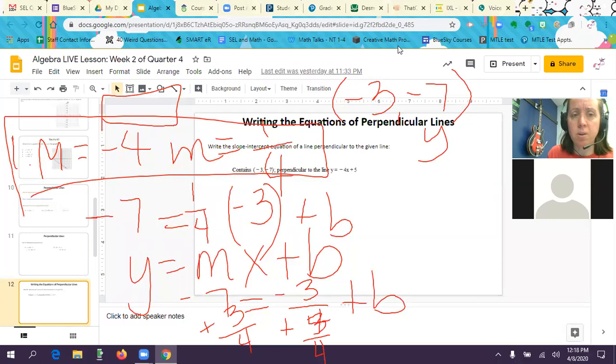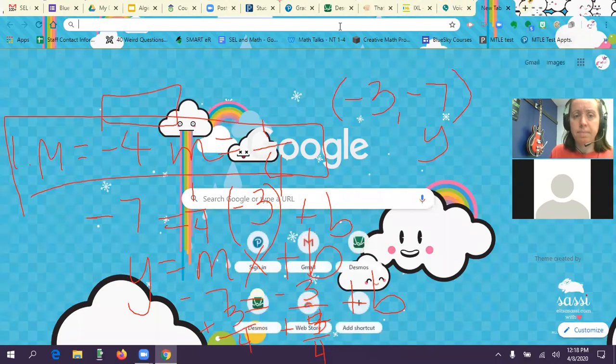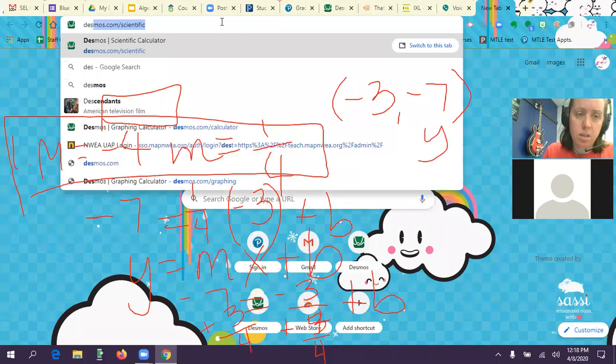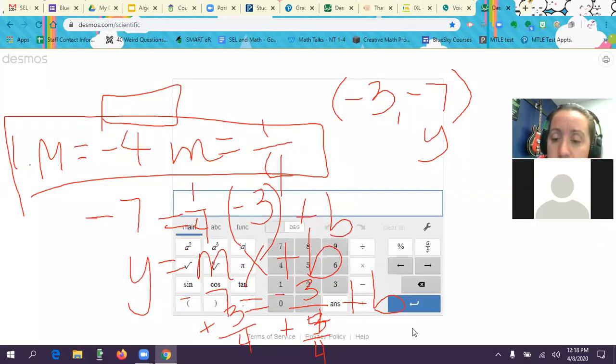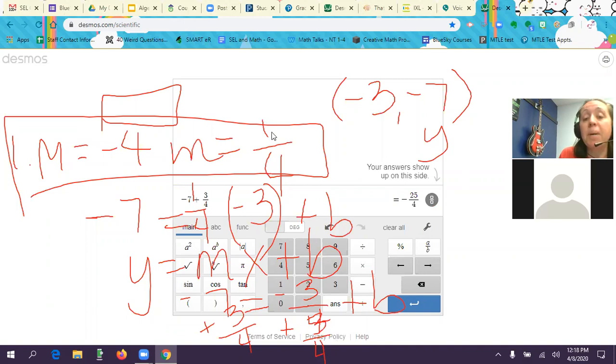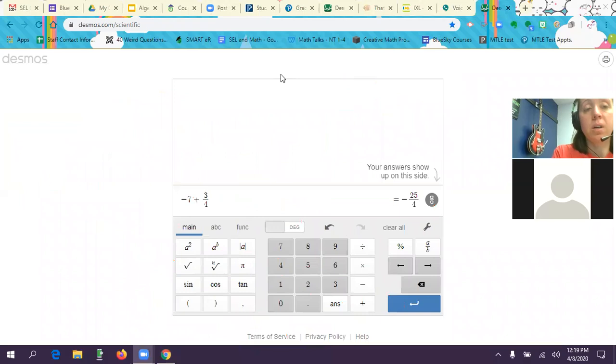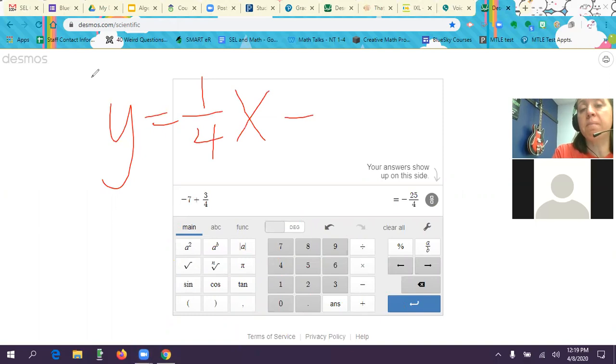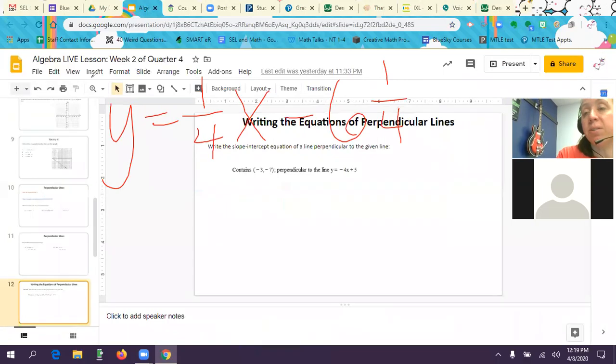-7 plus 3/4. So we're going to go -7 plus. Yep, -6 1/4. Yeah, that's right. So we get a b of -6 1/4. So I have to take my new slope, y equals 1/4 x minus 6 1/4. That is what my equation would be.